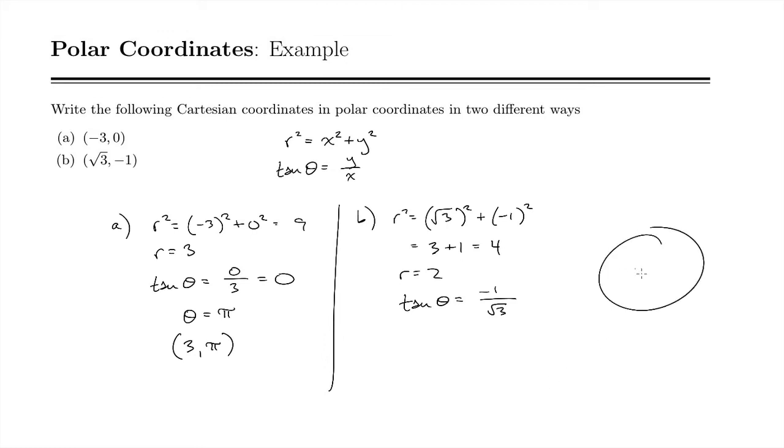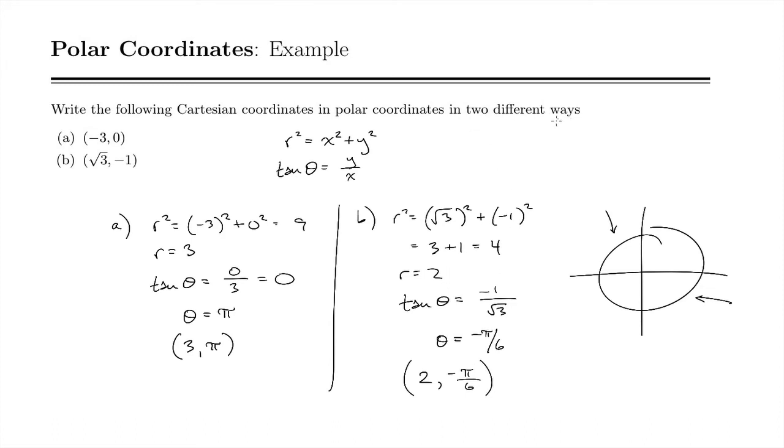If we look at our unit circle, well, tangent is negative in quadrants 2 and 4. Of course, this quadrant here is a positive x, negative y. So this is in quadrant 4. So if we choose an angle down here, then we'll be good. So -1 over root 3, that happens when theta is equal to, let's see, negative pi over 6. And so then our coordinate is r, theta, 2, negative pi over 6.